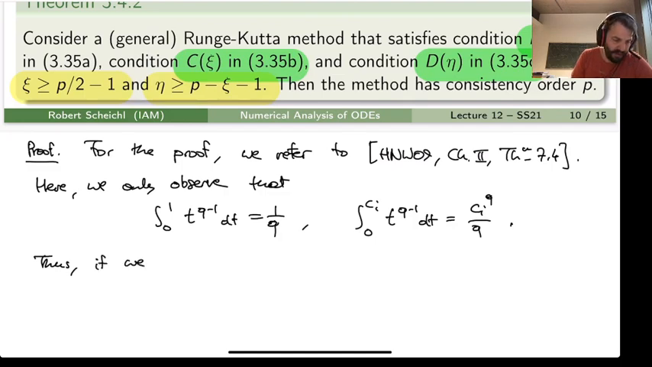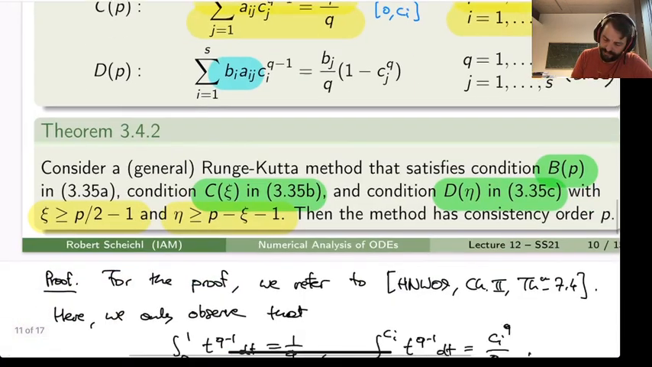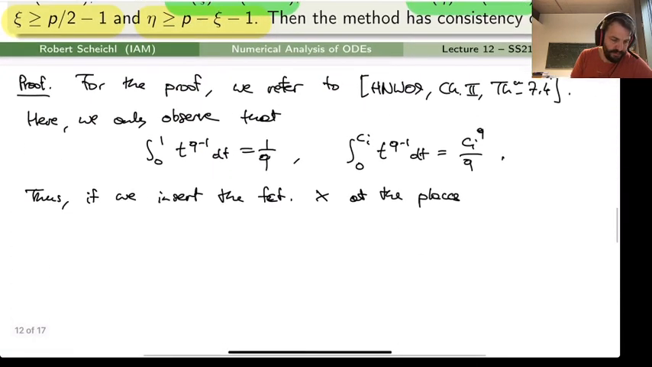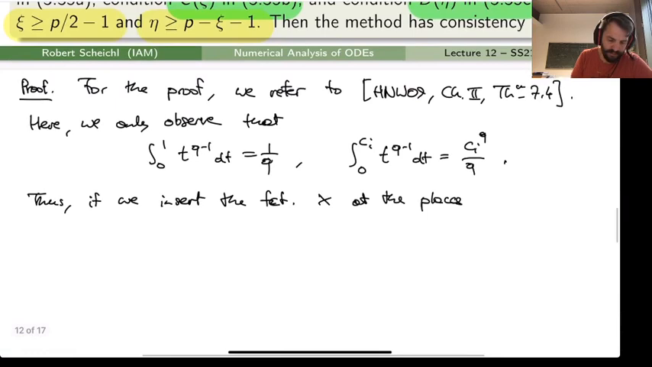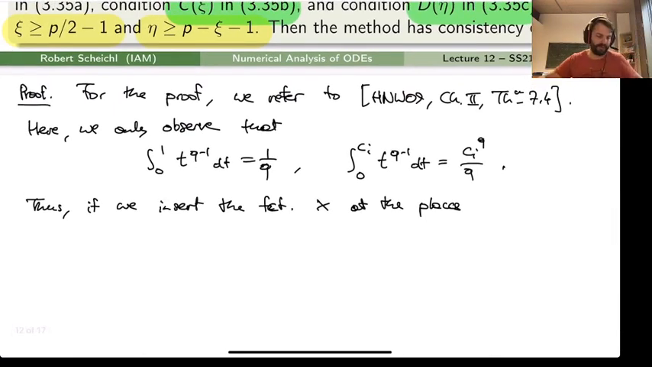Thus, if we insert the function y(x), okay, I need to reformulate this. This is not very clearly written here. I'll reformulate it in the way I've just explained it before.